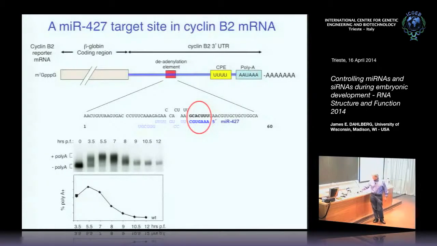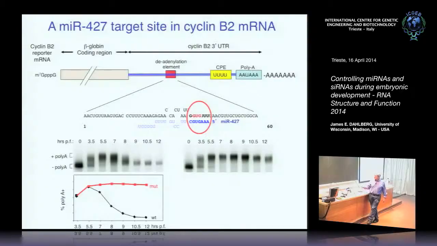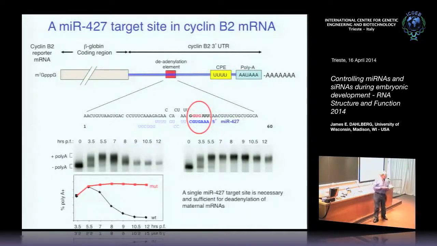So we asked whether this sequence here in the circle is required. In that case, what we've done is we mutated the complement of the seed sequence, so it would no longer be complementary to the seed sequence. And now the RNA is stable, as you can see here. So we conclude that, in fact, this interaction is essential for the deadenylation. And so it says that this entire 3' UTR has only one site for miR427, but that one site is sufficient for the deadenylation.